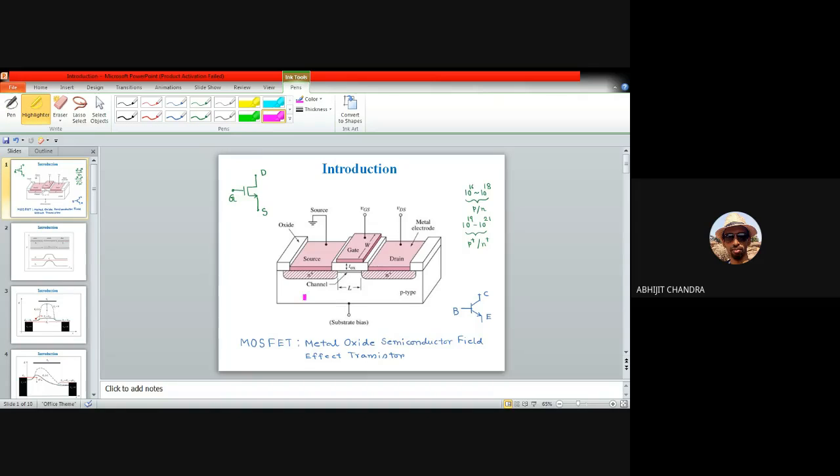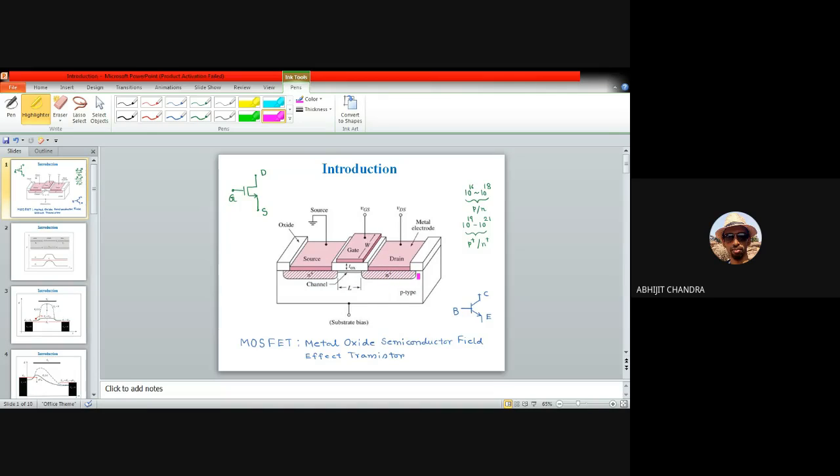Now here, the substrate is P-type, and we do have two different regions which are formed by means of ion implantation. I'm not going into that segment, because this is beyond our discussion. This belongs to the microelectronics part. However, on this P-type semiconductor, two different regions are formed. And if the substrate is P-type, then these two regions are N-type or N-plus type.